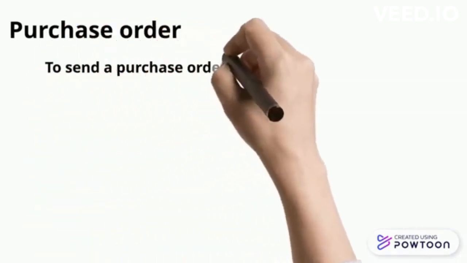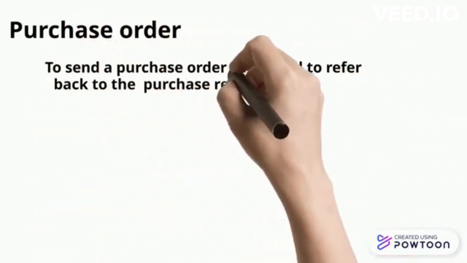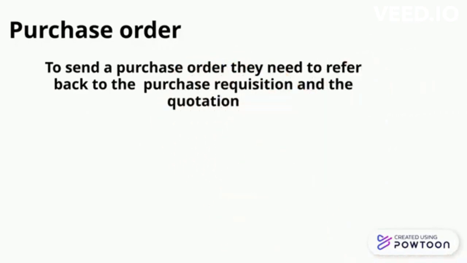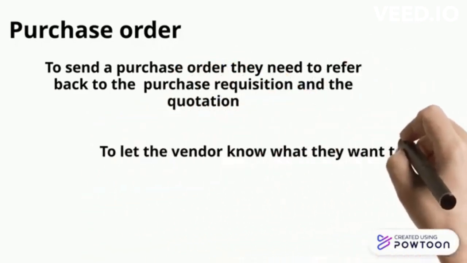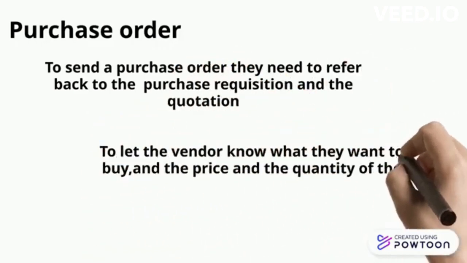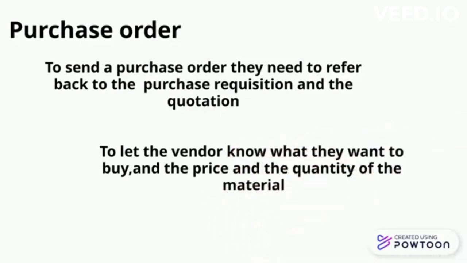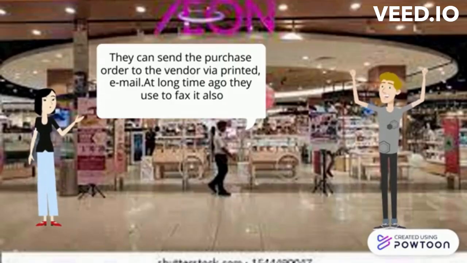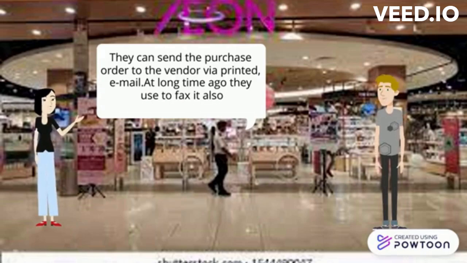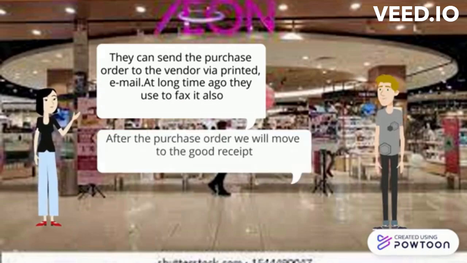To send a purchase order, they need to refer back to the purchase requisition and the quotation, to let the vendor know what they want to buy and the price and the quantity of the material. They can send the purchase order to the vendor via printed email. A long time ago they used to fax it also.